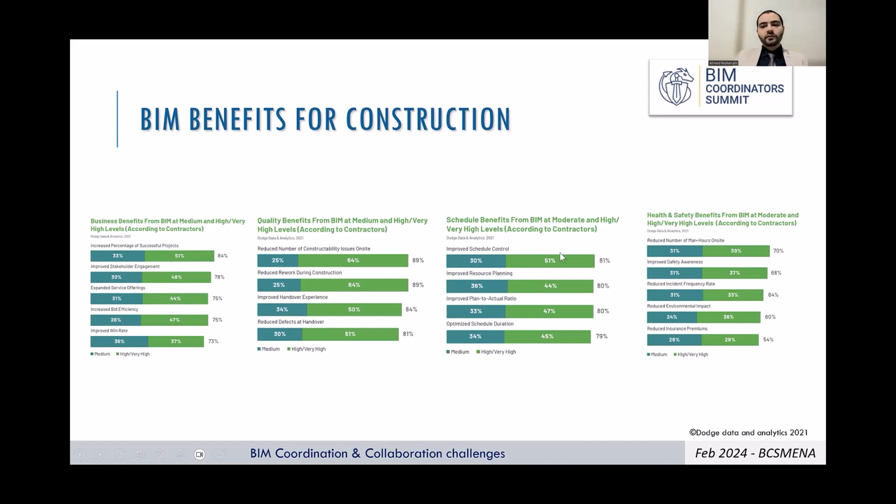For health and safety, reduced number of man hours on site because you have reduced the total hours of the project, because you solved a lot of issues in construction BIM models. Improve the safety awareness. You can study the logistics and you can study the safety planning in 4D. So you have a good plan for health and safety, reduced the incident frequency rate, reduced environmental impact, and reduced insurance premiums.